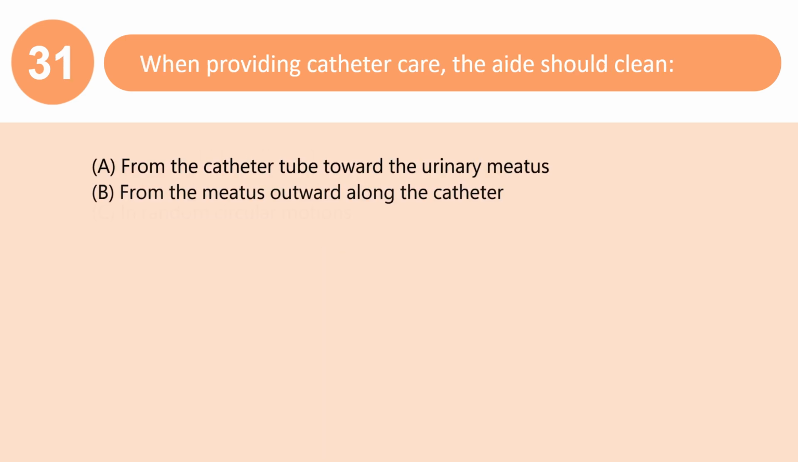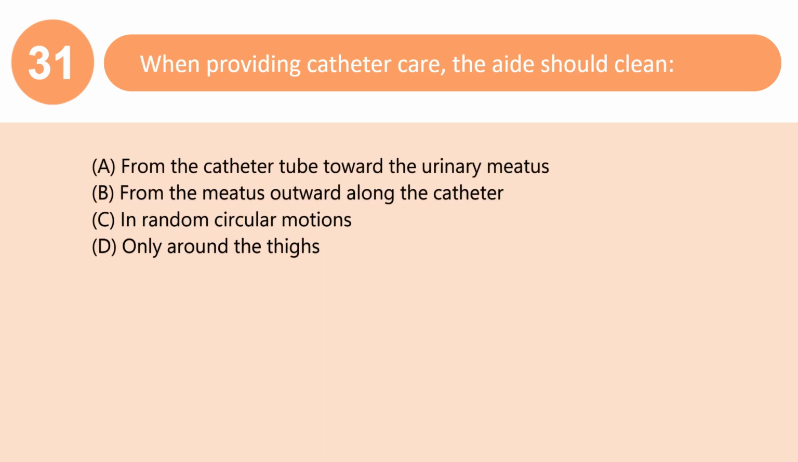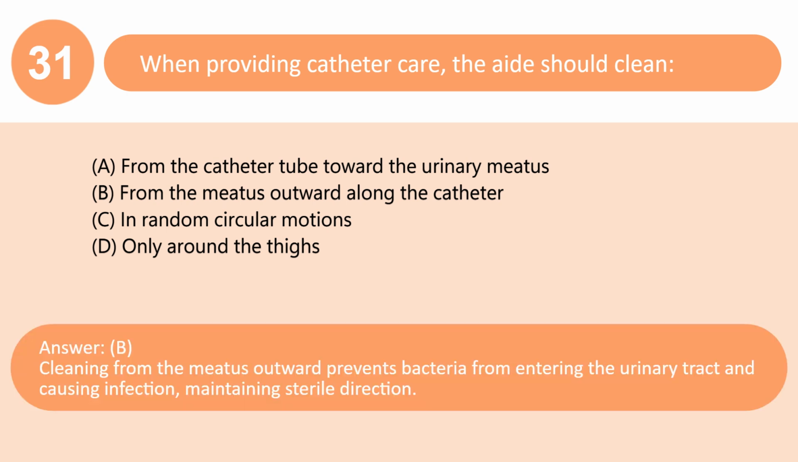When providing catheter care, the aide should clean: A. From the catheter tube toward the urinary meatus. B. From the meatus outward along the catheter. C. In random circular motions. D. Only around the thighs. Answer B. Cleaning from the meatus outward prevents bacteria from entering the urinary tract and causing infection, maintaining sterile direction.